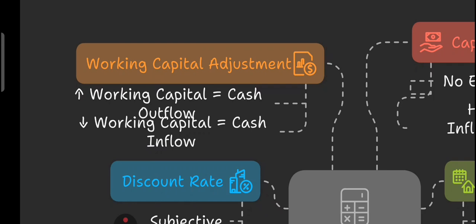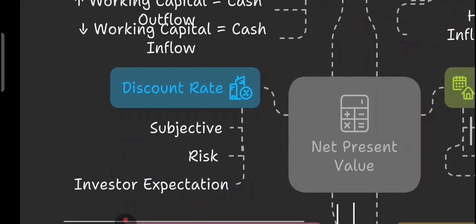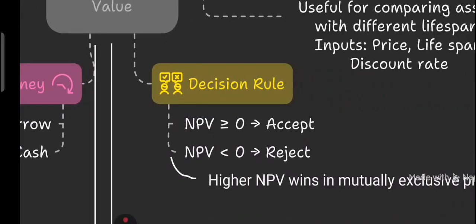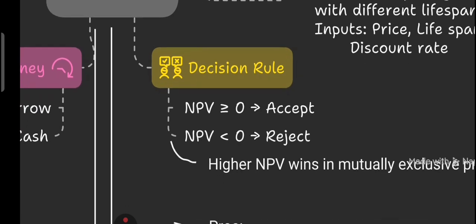Then we apply a discount rate which reflects the risk and investor expectation. And there is a simple decision rule, as you can see here. The decision rule is that if NPV is greater than or equal to 0, you should go ahead. The project creates value. And if NPV is less than 0, you should walk away. It is not worth the risk.